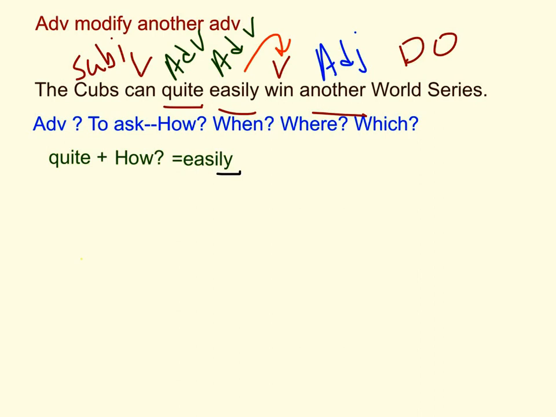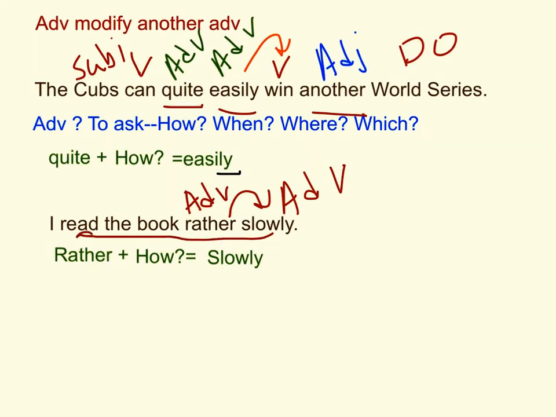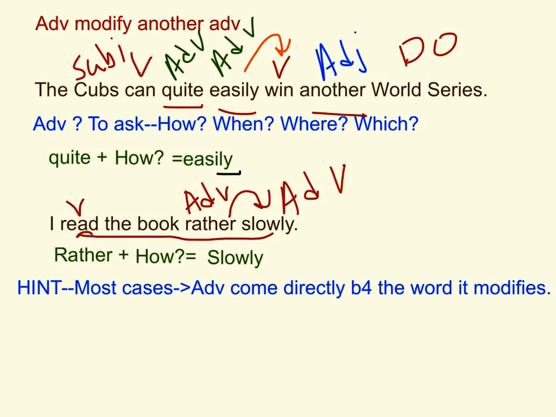Let's try one example, but we will concentrate only on adverbs. I read the book rather slowly. From my adverb list, I know rather is an adverb, even though it doesn't end with an ly. Follow your steps. Rather plus which question word fits? How. Rather how? Slowly. So slowly is the adverb that is being modified by rather, and slowly is also an adverb. Hint: in most cases, adverbs come directly before the word they modify or describe.